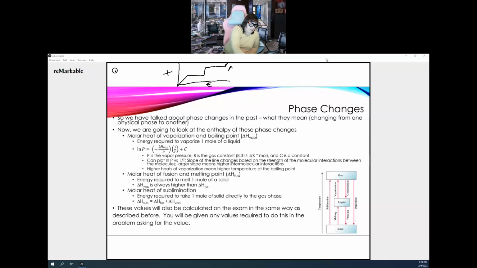So this right here is associated with, no, not fusion, that's vaporization. This is the energy that it takes to vaporize, and this is associated with the energy that it takes to fuse. So it's delta H fuse. Those are the quantities that we're talking about there.